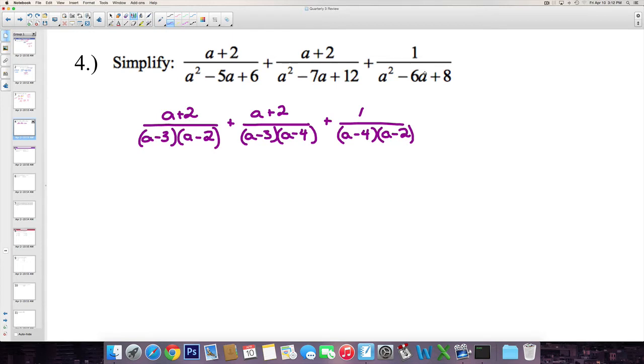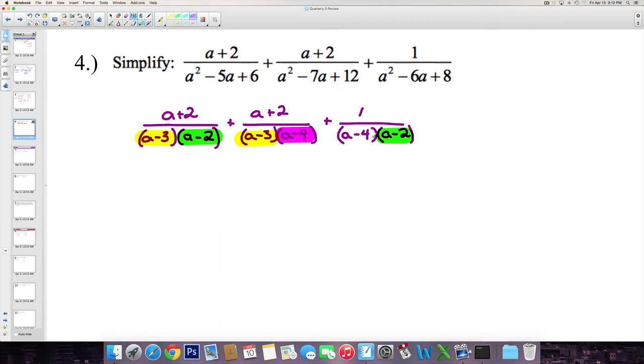So I went ahead and started this problem. What we want to do is find an LCD. So find the least common denominator. So let's see. A minus 3, a minus 3, a minus 2 we need.